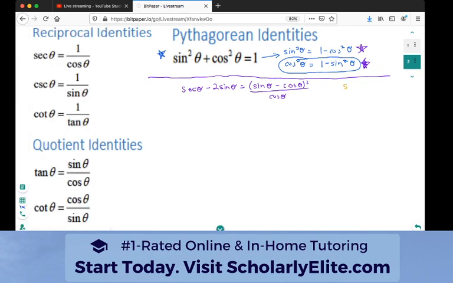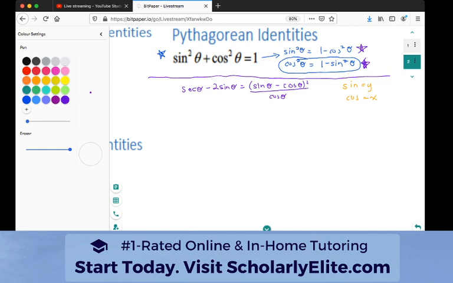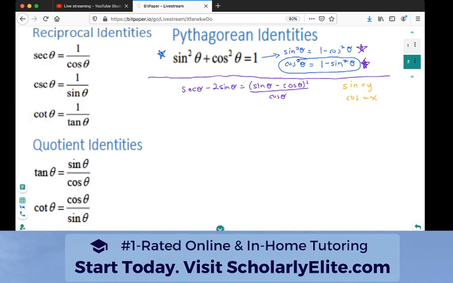So I'm going to call sine y, just because technically sine is y. And I'm going to call cos x. Okay, guys. So another way that we can write this, before I start breaking it down even more, is that technically this is 1 over cosine theta minus 2 sine theta.